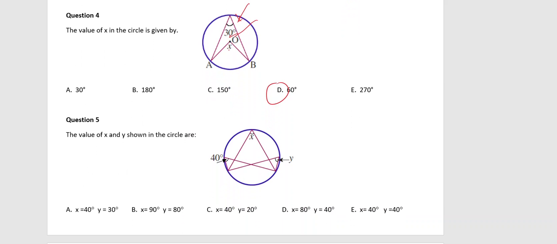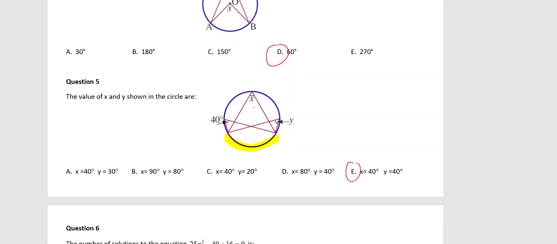So the value of x and y are... again, we've got an arc here, and we've got arcs going to the outside. So 3 arcs are going to the outside, meaning that they're all the same. So that must be 40, that must be 40, that must be 40. So x and y must be 40. So the answer is E.